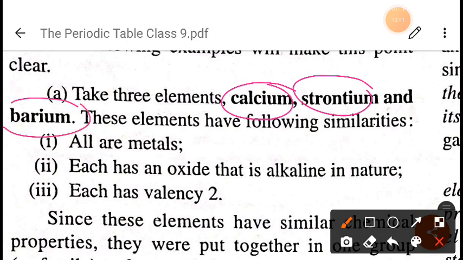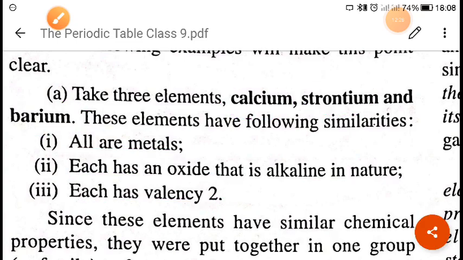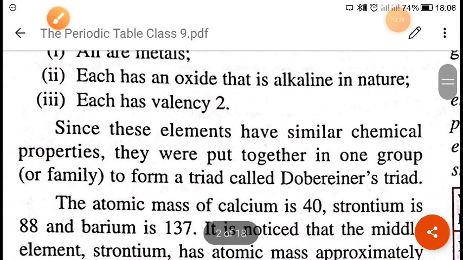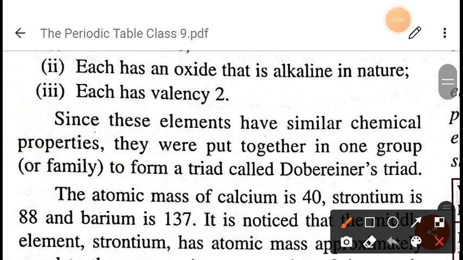Okay, these three elements are what? These all are metals. And you will see that their oxides are alkaline in nature. Next, when you see their valency, each of them has a valency of 2, right? So we have seen that these elements have similar chemical properties.